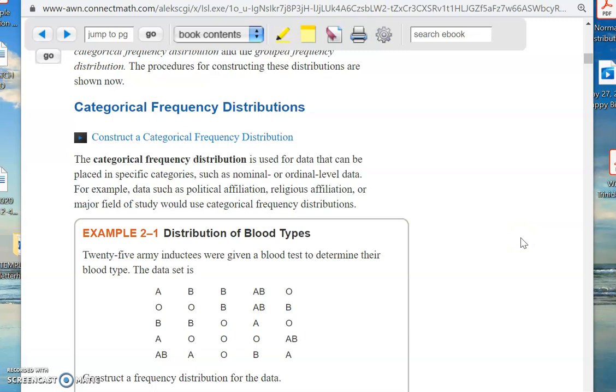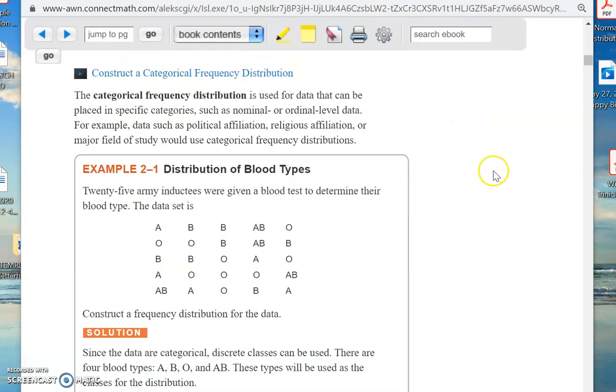So now you're saying, why did we talk about that back in section 1-2? We talked about it because now we're going to use that. Okay, so data that can be placed in categories, that's the nominal data or ordinal level. So as an example, political affiliation, religious affiliation, your major field of study, that sort of thing.